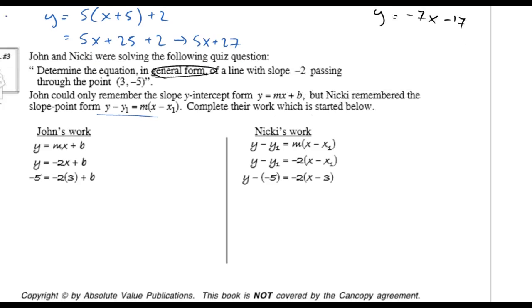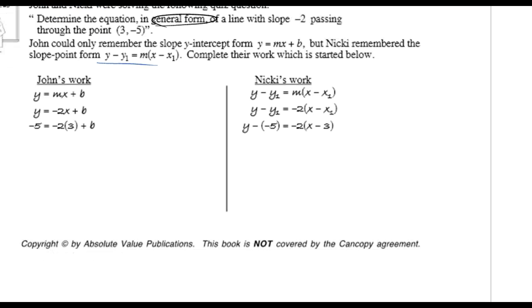So let's go ahead and do this. John's work. So what did John do? He went y equals mx plus b, and he knows the slope, which is the m, but he doesn't know the b. So how does he solve for b? Well, he uses this piece of information here, and he substitutes those coordinates for his x and for his y. And then he solves for b. Once he gets b, then he'll be able to get it into general form.